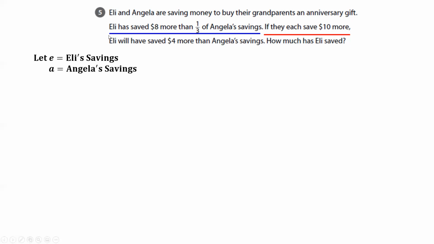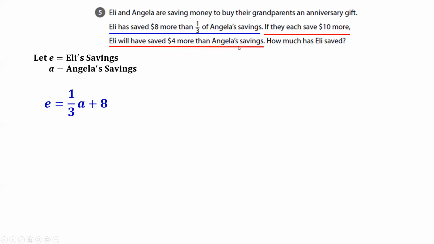Now I'm going to look at this first piece in blue. Eli has saved $8 more than, and $8 more than means plus 8, 1/3 of Angela's savings. So that means Eli is 1/3 of Angela plus 8. His was 8 more than hers.